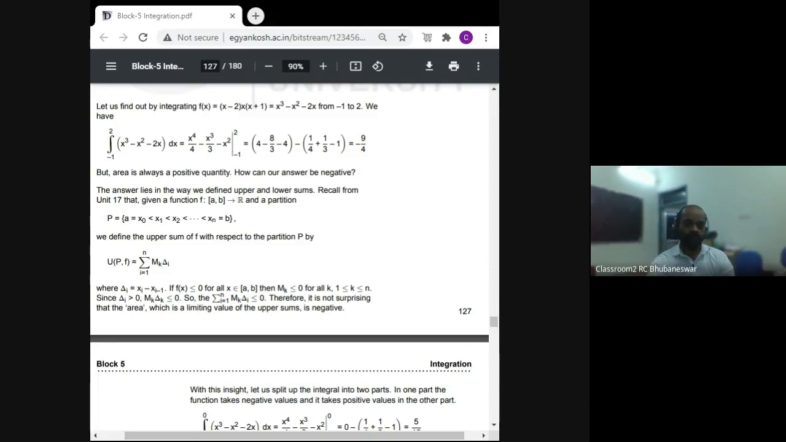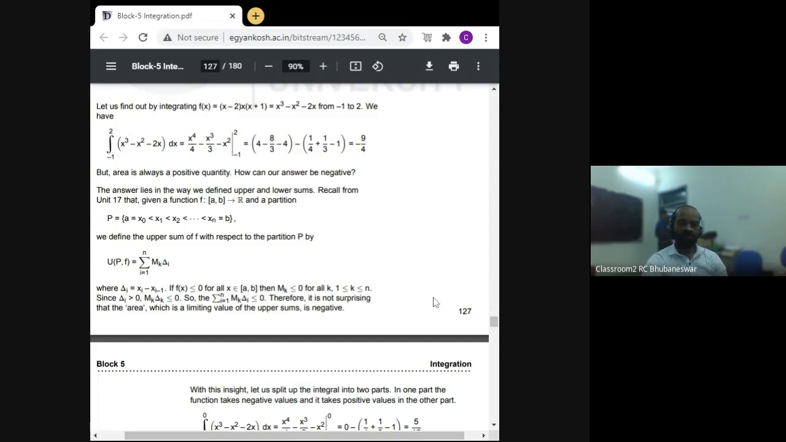So here, look at the calculation. Here we calculate the definite integration, and we have got the result -9 by 4. As we discussed, definite integration always gives us the area under the curve, and area cannot be negative. So that's why the answer will always be a positive quantity, that is 9 by 4.